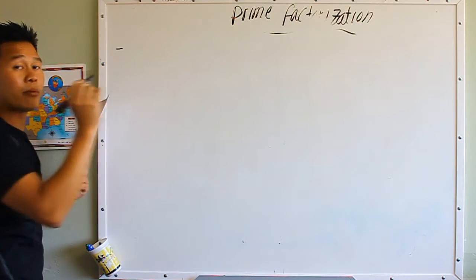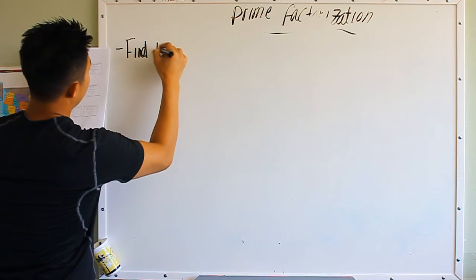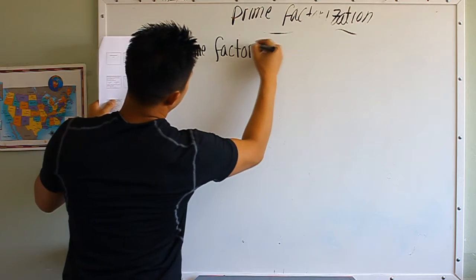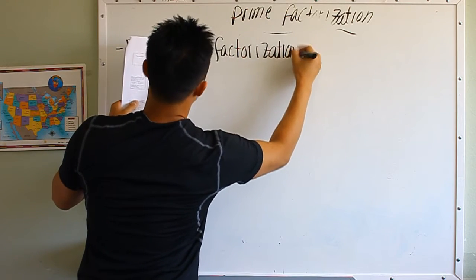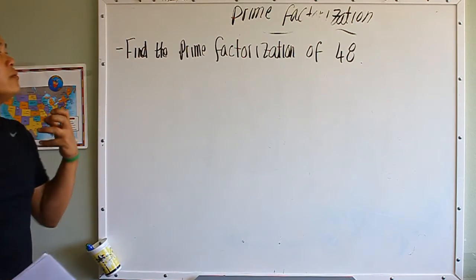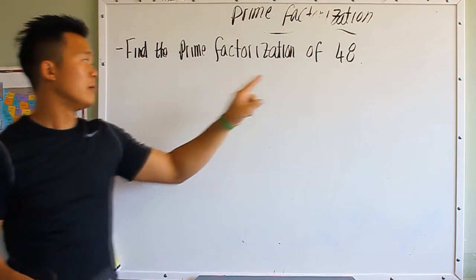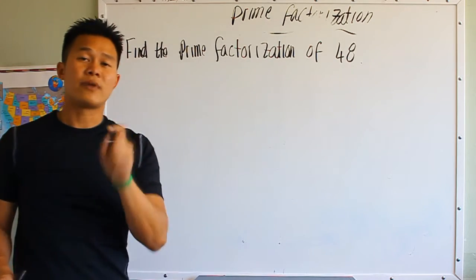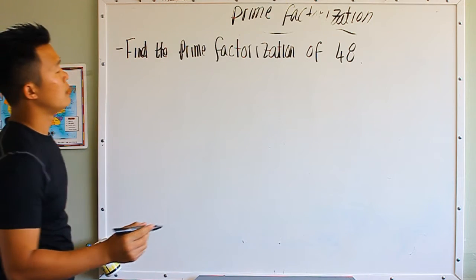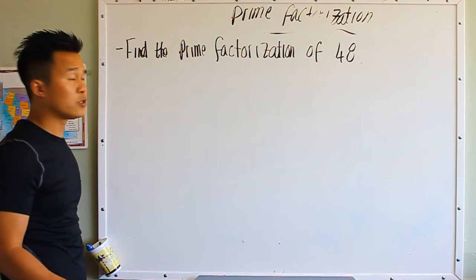We call that prime factorization. So find the prime factorization of 48. In other words, when you see the two words prime factorization, keep in mind that they want you to break down the number 48 and write it as a product of prime numbers. Be careful. So what we're going to do is, I'm sure most of you remember the factor tree.